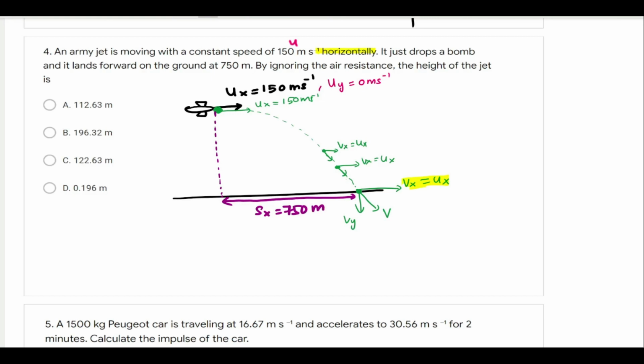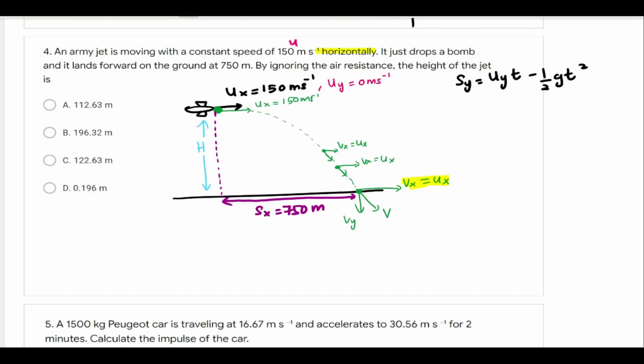Okay, and finally soalan minta kita kira the height of the jet. Okay, so what is H? Ini yang kita nak kira. H ataupun SY, iaitu vertical displacement. Maknanya bom tu jatuh daripada atas sampai dia cecah tanah. Berapa dia punya vertical displacement SY? Okay, so we can write SY equal to UYT minus half GT squared.